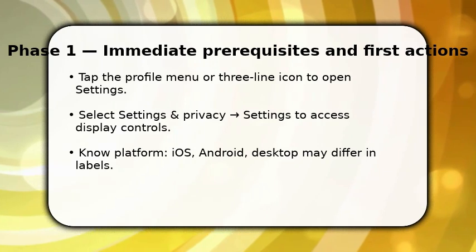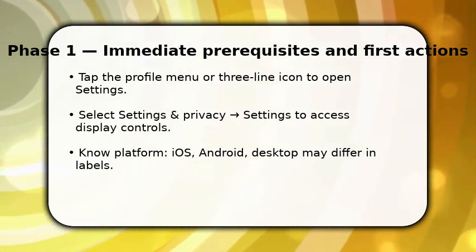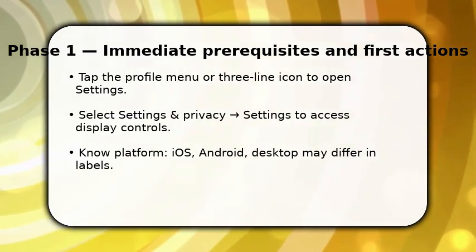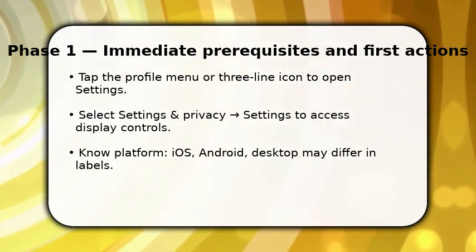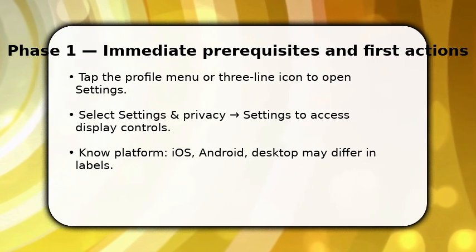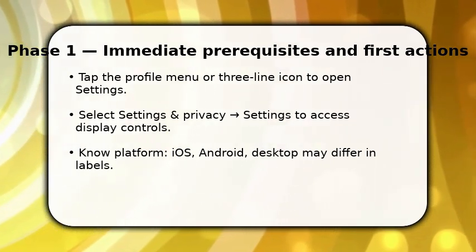You're starting inside Facebook. Open Settings and Privacy, then Settings. Once done, scroll to Accessibility or Display Options. That's where Font Controls live. If you don't see a font option, you'll adjust System Settings next.